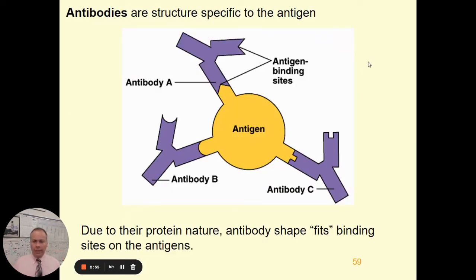And so antibodies are proteins, and like all proteins, it is their shape that is so important. The shape of the antibody matches with the shape of the antigen. And we can see that here in this slide, that these antibodies, they have a specific shape, like all proteins. And that shape is really important.